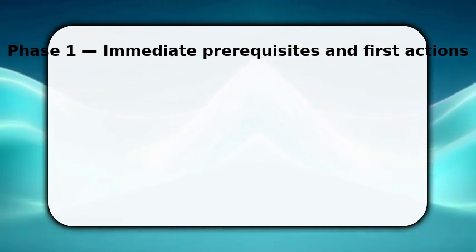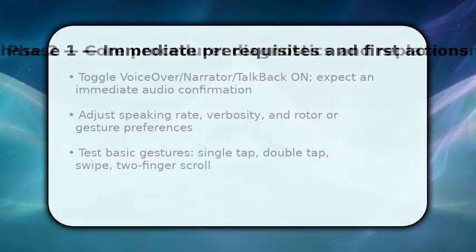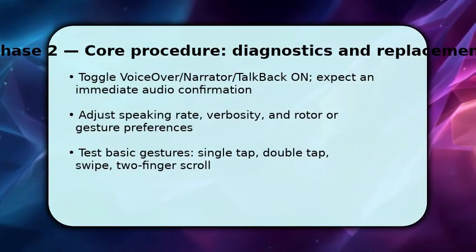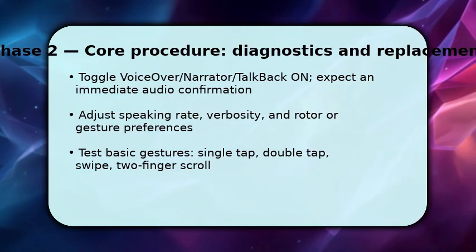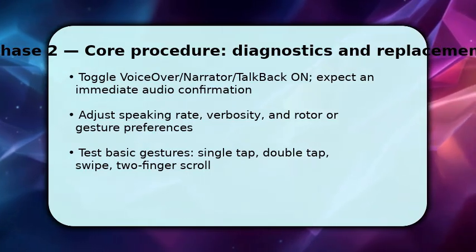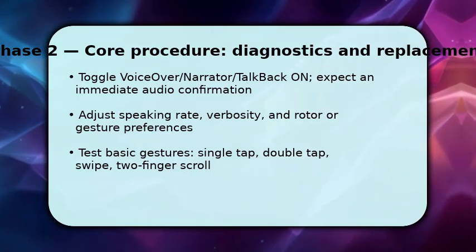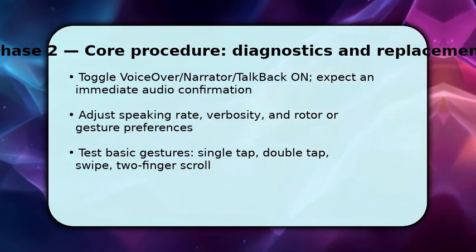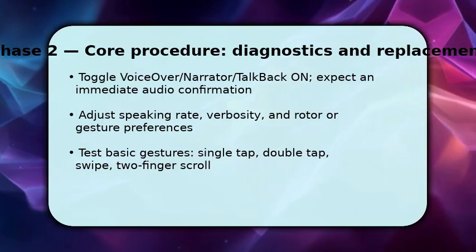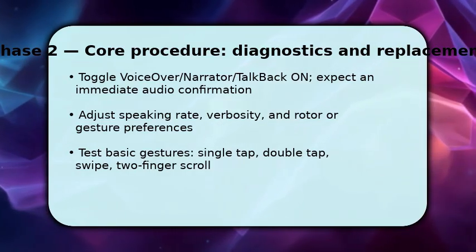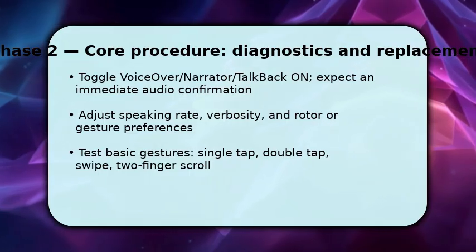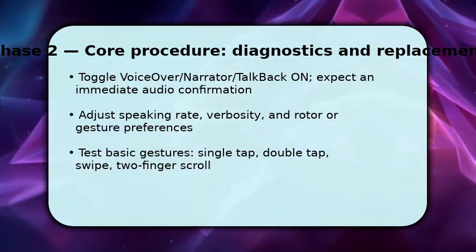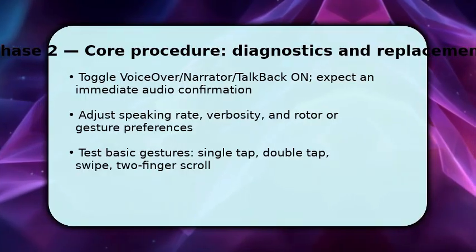You'll now enable the feature and set it to your pace. Toggle Voiceover or the equivalent on. The system will speak immediately to confirm activation. Next, adjust speaking rate so text is neither rushed nor painfully slow, and set verbosity to control punctuation and hints. Configure gestures or the rotor for navigation. This matters because the interface changes behavior.